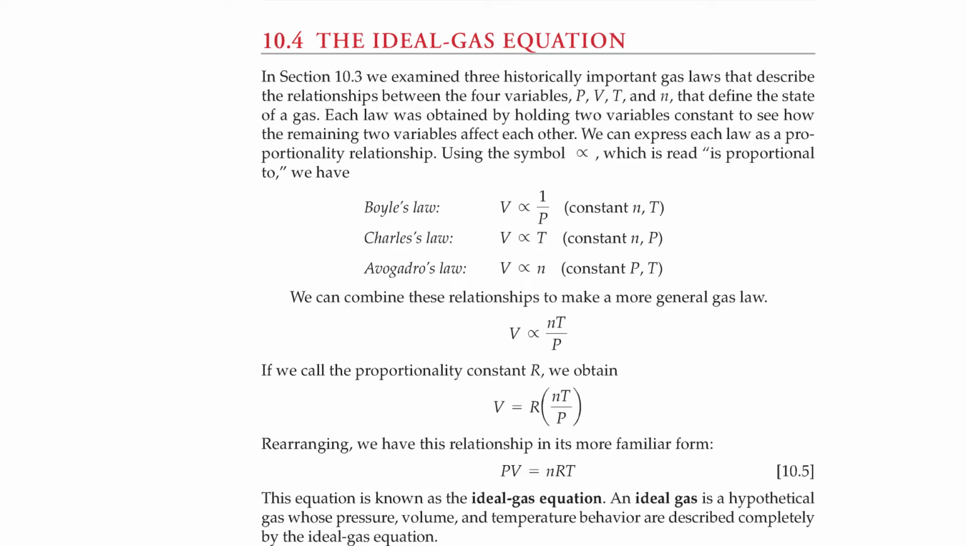We can combine these relationships to make a more general gas law. Volume is proportional to the product of number of moles times the temperature divided by the pressure. If we call the proportionality constant R, we obtain V equals R nT over P. Rearranging, we have this relationship in its more familiar form: PV equals nRT. This equation is known as the ideal gas equation. An ideal gas is a hypothetical gas whose pressure, volume, and temperature behavior are described completely by the ideal gas equation.